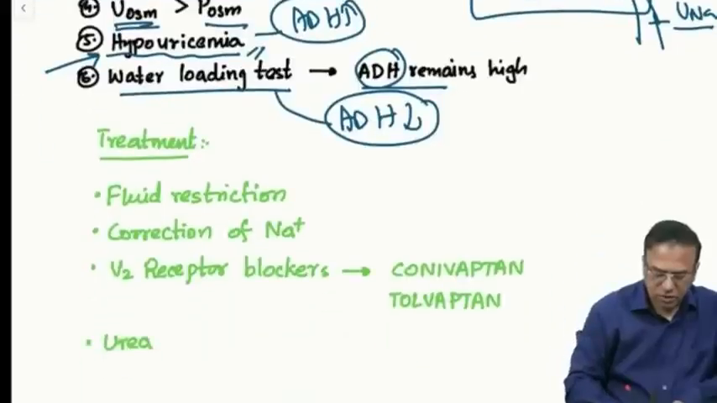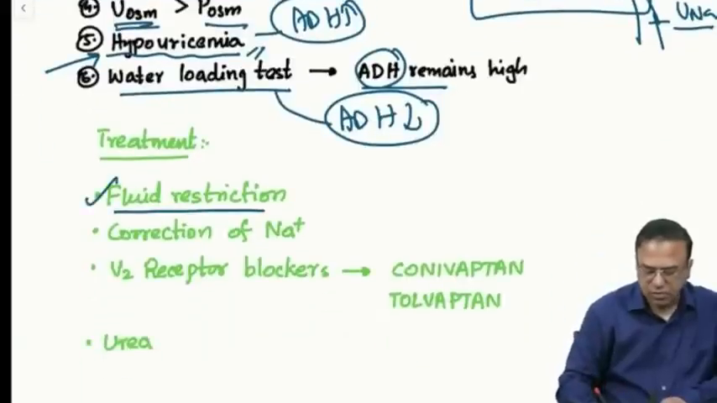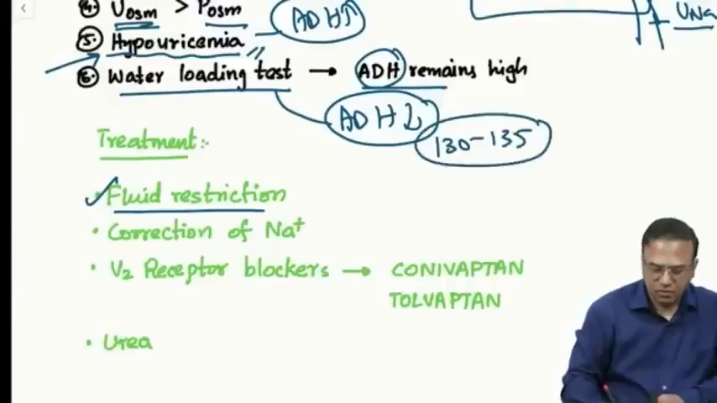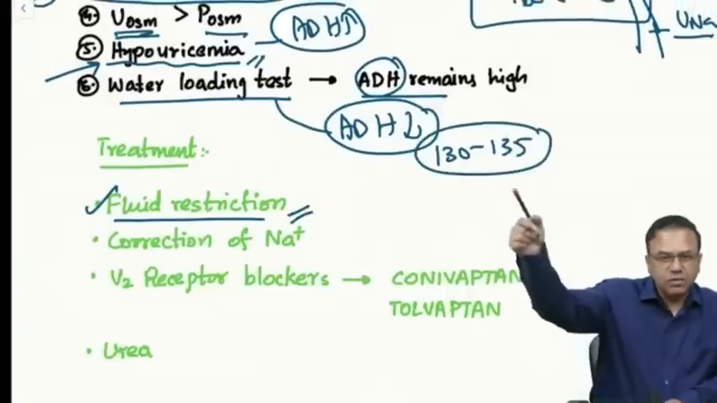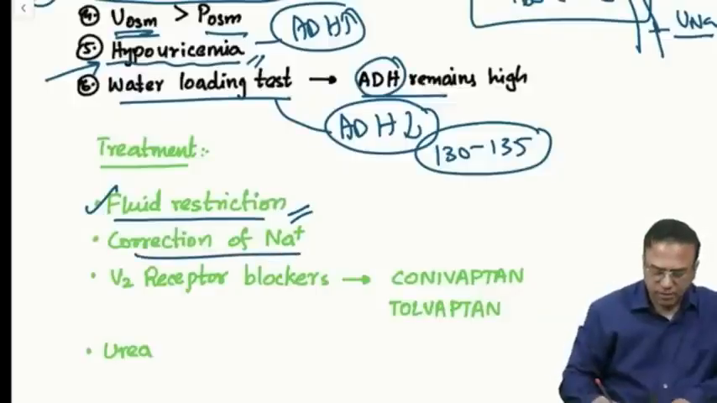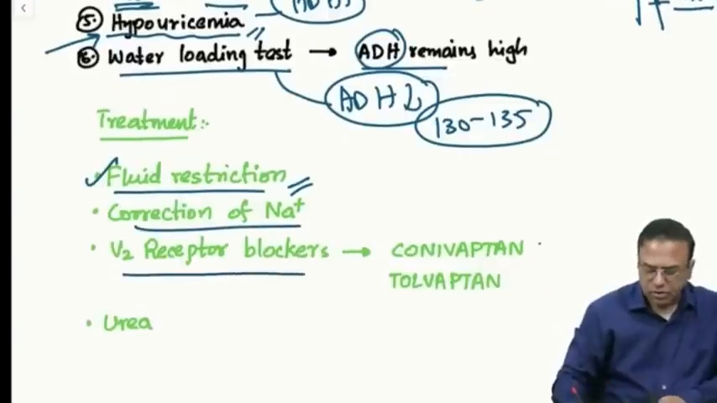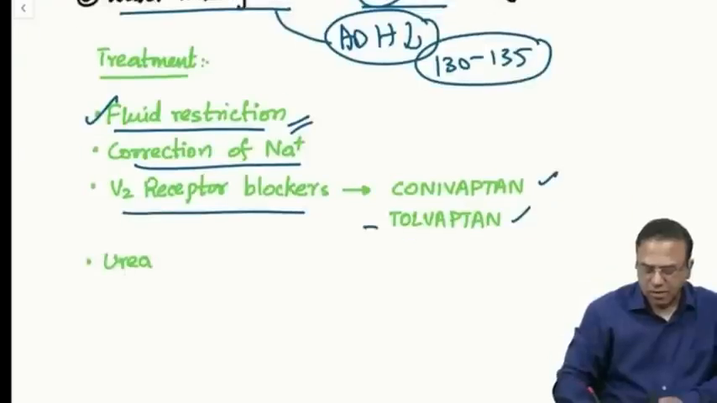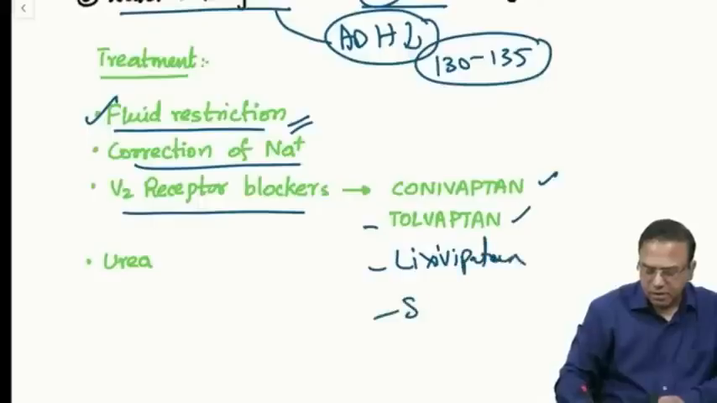So what's the treatment in this patient? First, if the sodium is slightly decreased, you know what the normal sodium is? 135 to 145. So if you find the sodium is 130 to 135, mild hyponatremia, just fluid restriction is enough. If the sodium is less than 130, you have to go for correction of sodium. You can also use V2 receptor blockers, that is Vaptans: Conivaptan, Tolvaptan, Lixivaptan. Then you have Satavaptan.